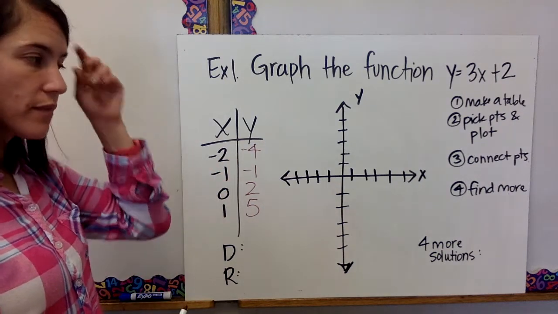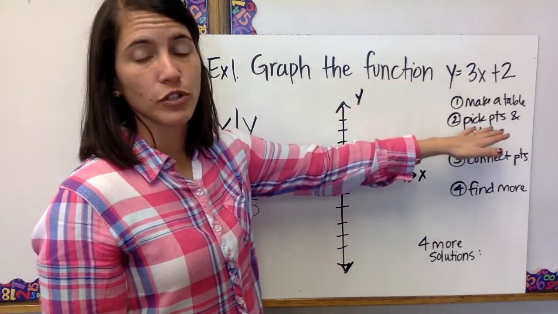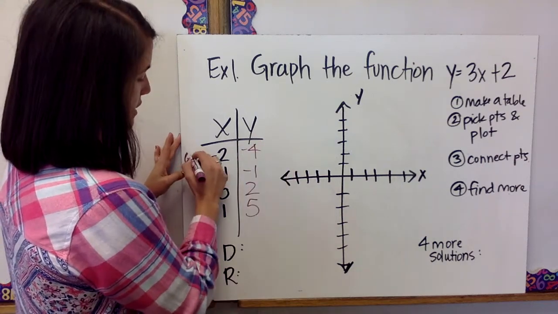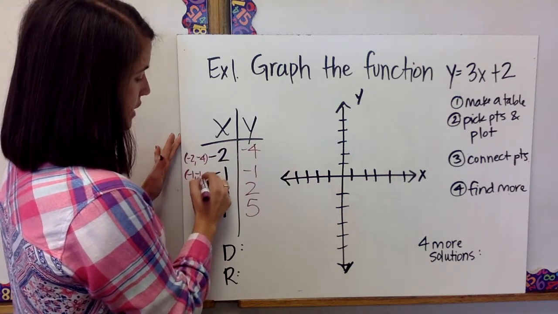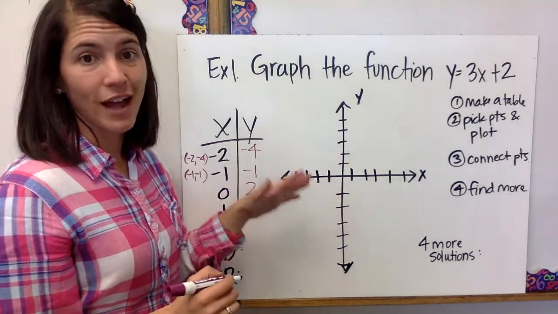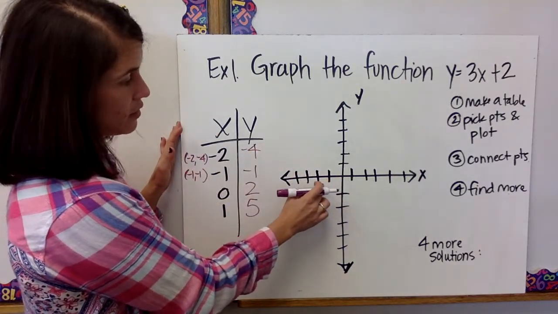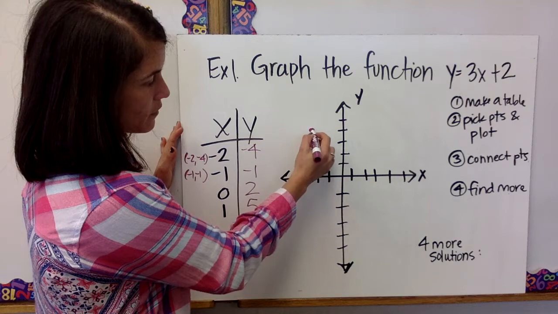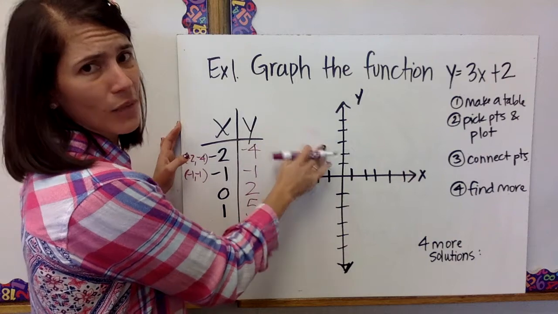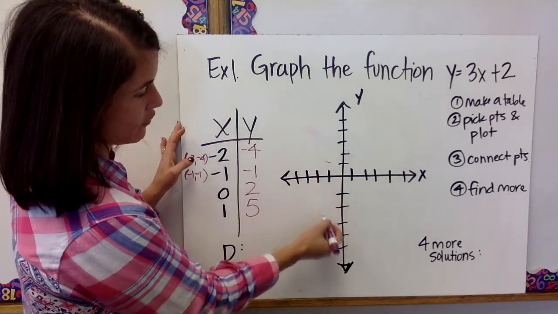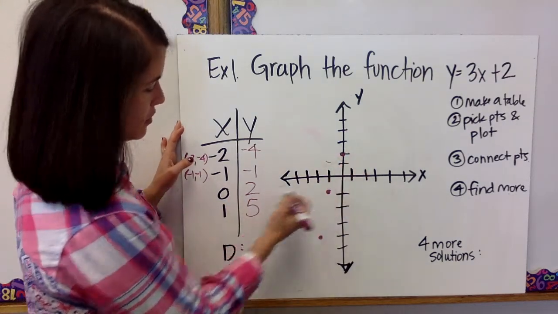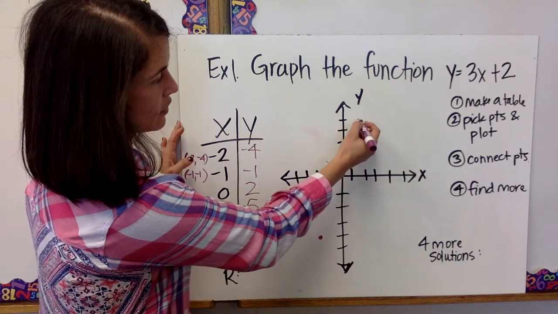Now, after you make a table, you're going to pick your points and plot them. So I have my points. Remember, these are ordered pairs. This is the point -2, -4. -1, -1. These are my points. These are my solutions. So I'm going to plot these points on my graph. -2, -4, -1, -1. Whoops, I'm sorry, I went up 2, sorry. -2, -4, -1, -1, 0, 2, and 1, 5.